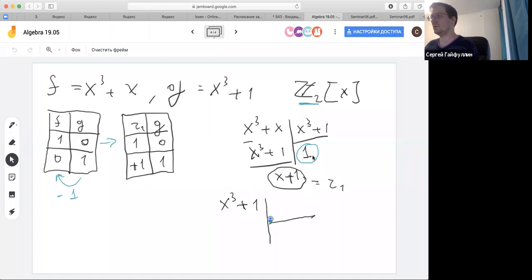Now I divide G by R1, x plus 1. I have x squared here, minus x in the third plus x square, I have minus x square, but minus x square equals to x square. So x square plus 1. Here is x minus x square plus x equals to x plus 1 because of minus x equals to x. And here is plus 1. So there is no remainder.